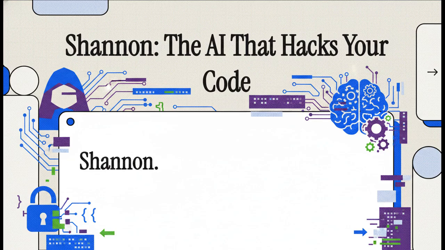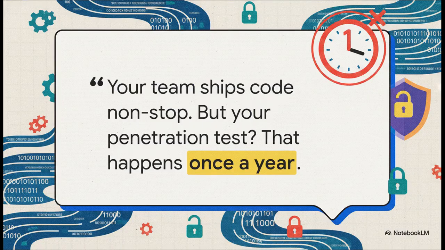Its name is Shannon. And this quote from the creators, it just hits the nail on the head, right? Modern teams are pushing out code constantly, daily, sometimes hourly. But a traditional security audit, that's slow, expensive, and it happens maybe once a year. That creates this huge, dangerous gap where for 364 days, you could be shipping exploitable bugs straight into the wild.